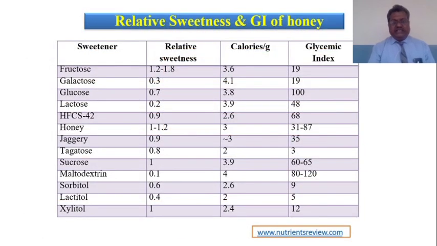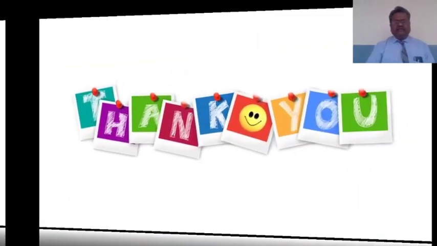When we see the relative sweetness and the GI of the honey, GI means glycemic index. So these are the different sugars and sweeteners and their relative sweetness: fructose, galactose, glucose, lactose, HFCS 42, then honey, then jaggery, then tagatose, sucrose, then maltodextrin, then sorbitol, then lactitol and xylitol. These are different sweeteners compared with the honey, with their relative sweetness, their calories per gram, and their glycemic index. Thank you very much.